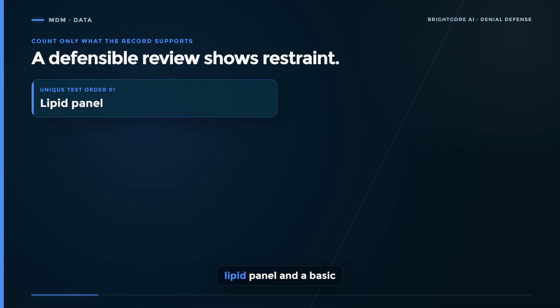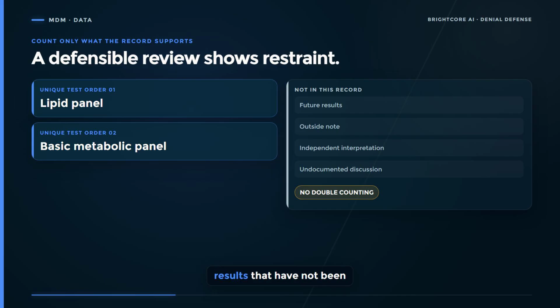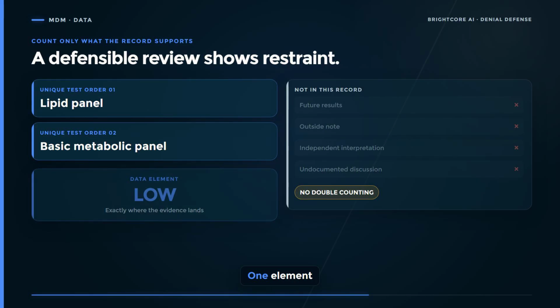Next is data, and this is where a defensible review shows restraint. The clinician ordered a lipid panel and a basic metabolic panel. Those are 2 unique test orders documented in the plan. We do not count future results that have not been reviewed. We do not invent an outside note, an independent interpretation, or a discussion that did not occur. And we do not count the same item twice. For this encounter, the documented orders support low data. There is no reason to stretch that conclusion.